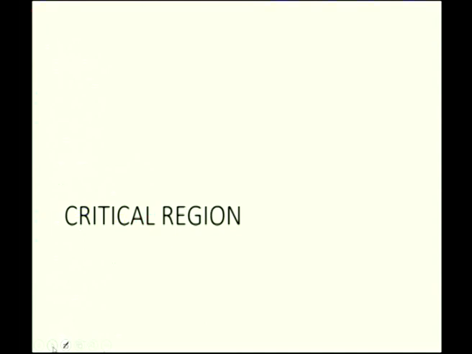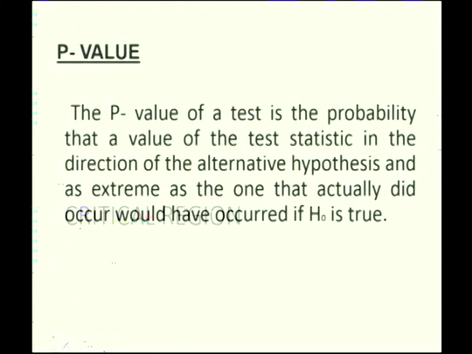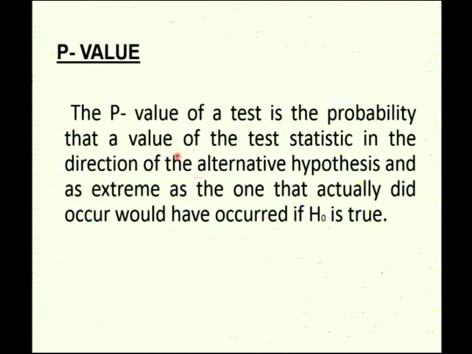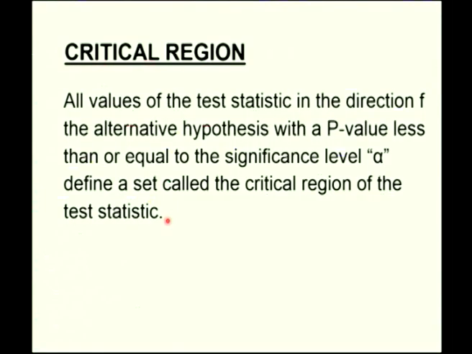Studying critical region, we need to know the value called p value of a test. What is the p value of a test? P value stands for probability value of a test, is the probability that a value of the test statistic in the direction of the alternative hypothesis, and as extreme as the one that actually did occur, would have occurred if H naught is true. That is, a p value is ultimately nothing but a probability value of the test statistic where the alternative hypothesis is concerned. Then critical region.